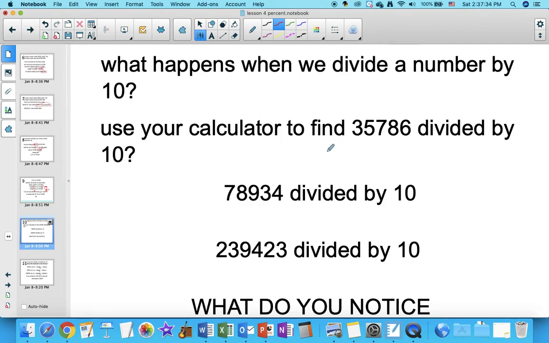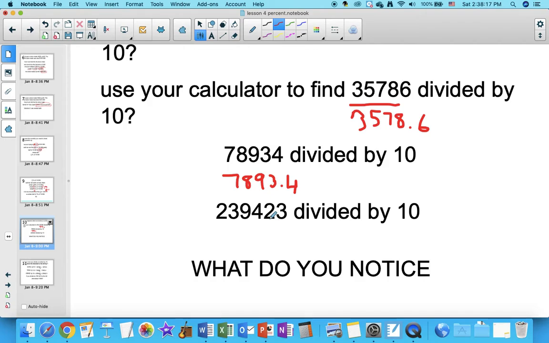So what happens when we divide a number by 10? Pull out a calculator and just practice this. I just hit the number keys at random when I made this. Divide it by 10, right? You will get 3,578.6. Okay, divide this by 10. Again, just smacking the keyboard at random: 7, 8, 9, 3, 4. Okay, divided by 10, you will get the answer 7,893.4.